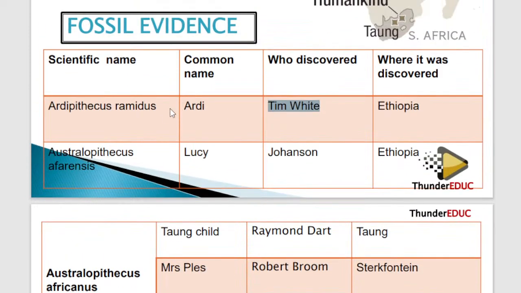Now, where was Ardipithecus ramidus discovered? You remember that it is one of the countries in Africa which was not colonized. Which country is that? Ethiopia. So if you forget about that, at least you must remember that.